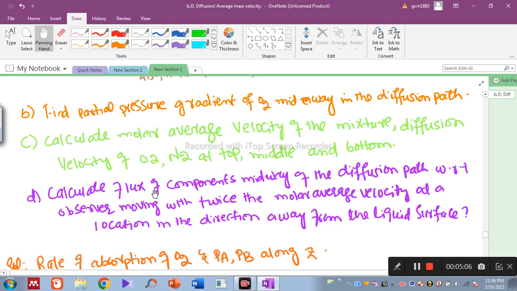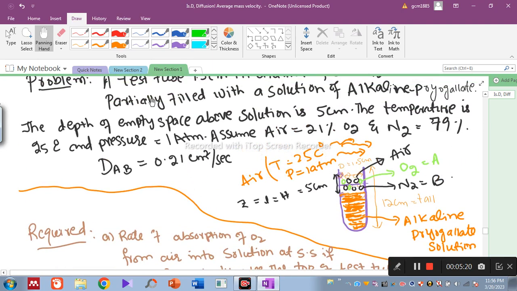What is the flux of oxygen and nitrogen midway in the middle of the diffusion path with respect to an observer moving with twice the molar average velocity at a location in the direction away from the liquid solution? If the observer is moving with twice the molar average velocity, suppose this is the molar average velocity, and he is moving in the opposite direction, so we will put a minus.